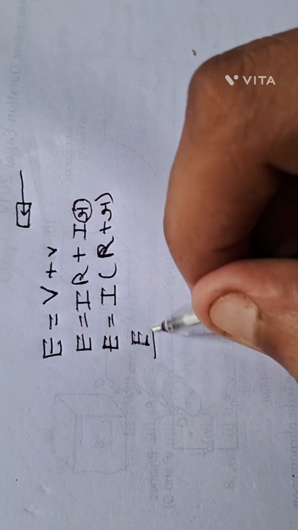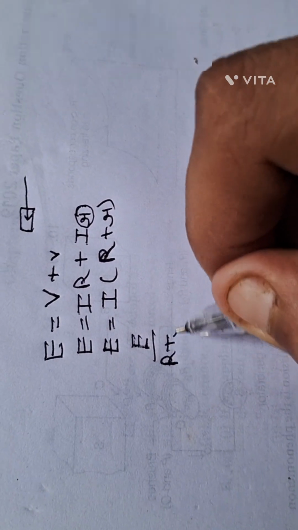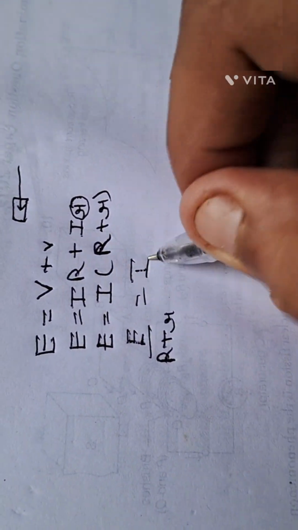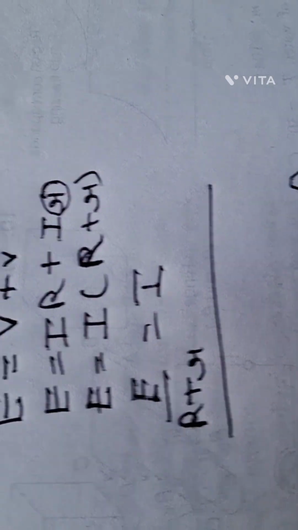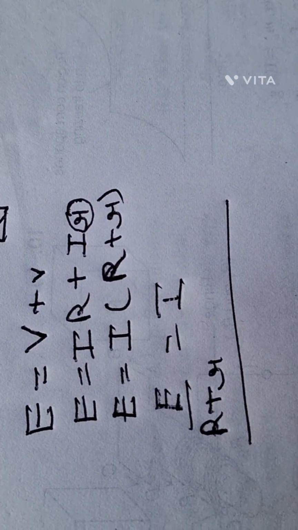So E by R plus r is equal to I. So this is a simple way to derive this formula, no tension. Okay, this formula is very efficient, you can apply it anywhere.